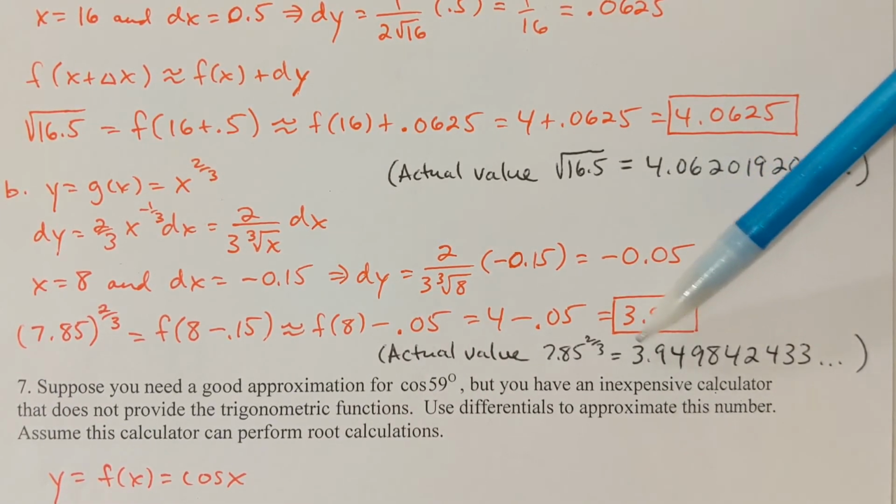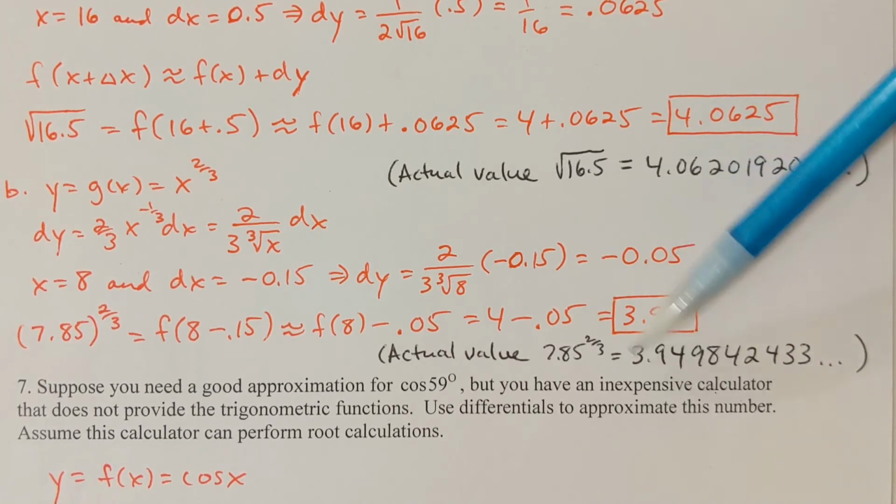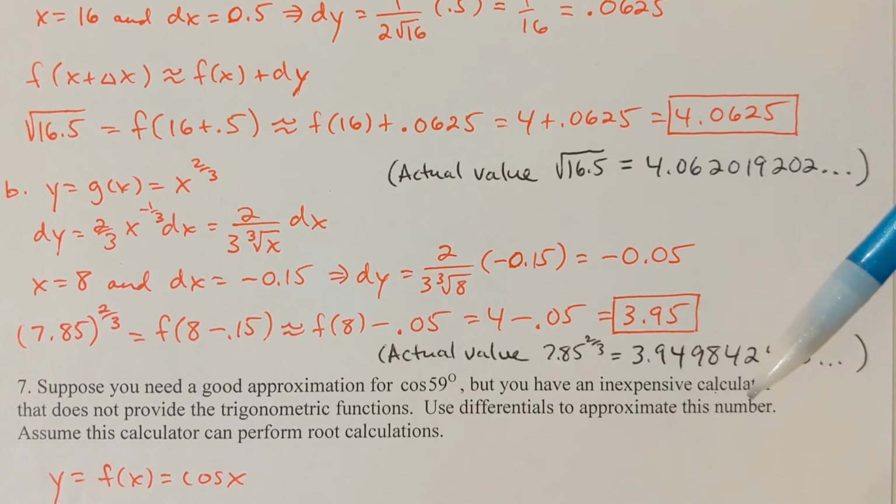Now the actual value, if you were to check that, is right here. So we're actually right on if you go to the nearest 2 digits. We're rounding. Again, this is a good approximation.